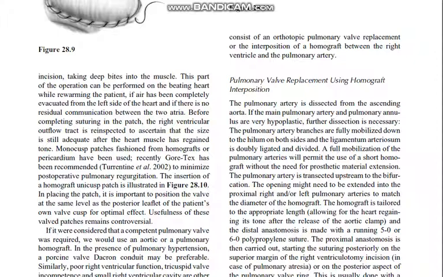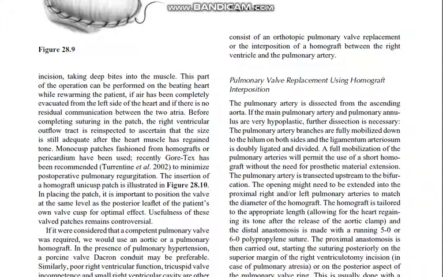The pulmonary artery is dissected from the ascending aorta. If the main pulmonary artery and the pulmonary annulus are very hypoplastic, further dissection is necessary. The pulmonary artery branches are fully mobilized down to the hilum on both sides, and the ligamentum arteriosum is doubly ligated and divided. A full mobilization of the pulmonary arteries will permit the use of a short homograft without the need for prosthetic material extension.